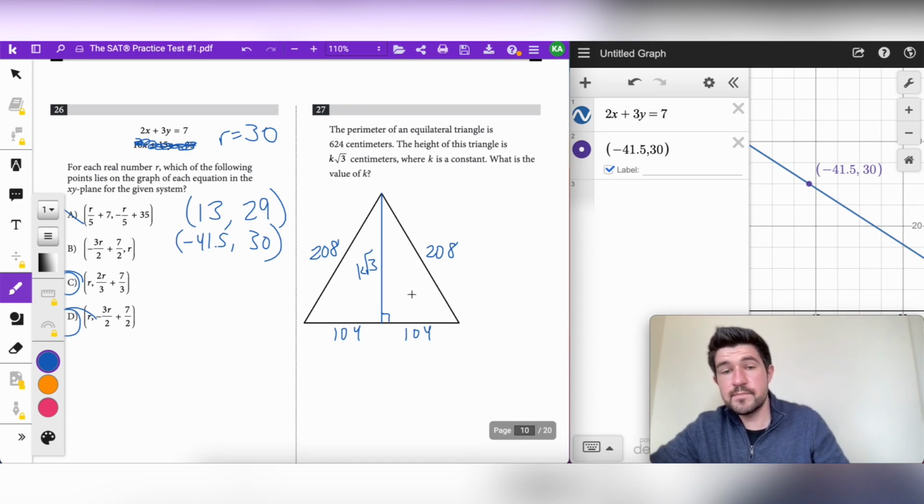And this would be 60 degrees because equilateral, 60, 60, 60. So that means that this would be 30 because it's split in half. It's bisected at the top. So what do we have? We have a 30, 60, 90 special right triangle.